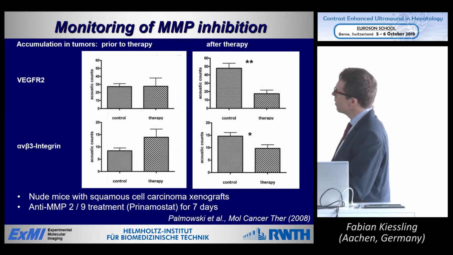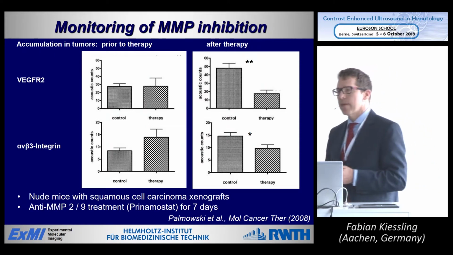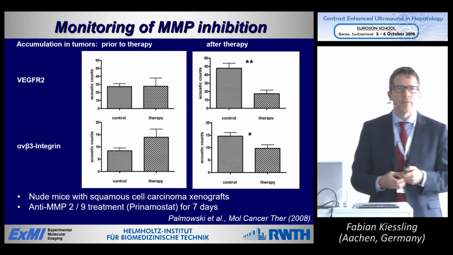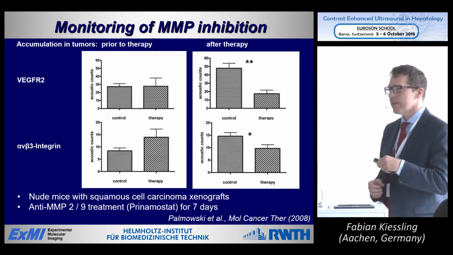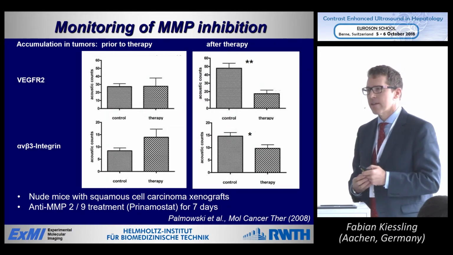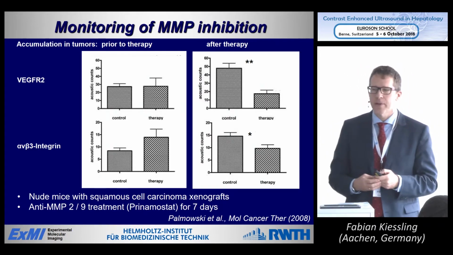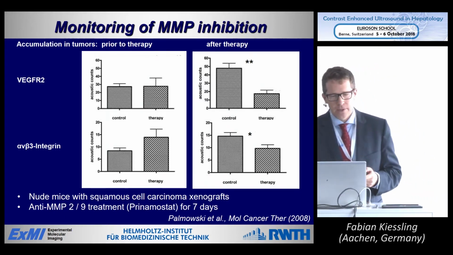If you now treat the mice with the MMP inhibitors, we see a clear decrease in binding, indicating some kind of therapy response. But what do we really see here? Do we see here an antiangiogenic effect? Who thinks we see an antiangiogenic effect? Ah, nobody, that's good. Yeah? Because it's true. Here we don't see that. Yeah? Because now look at that.